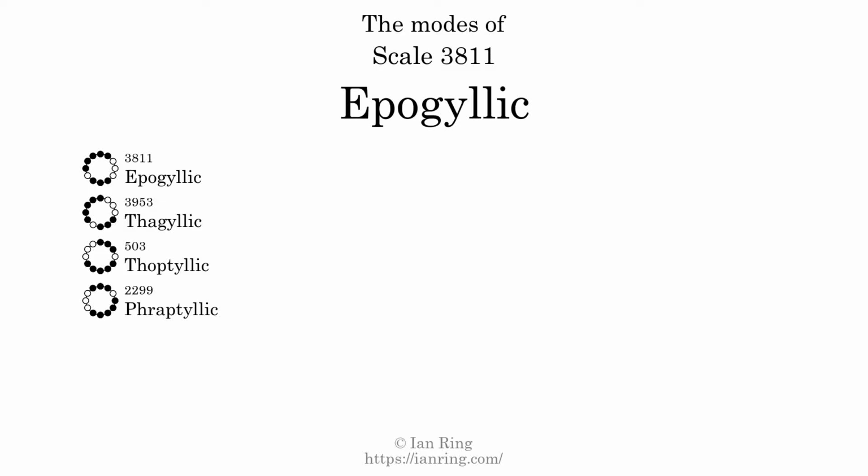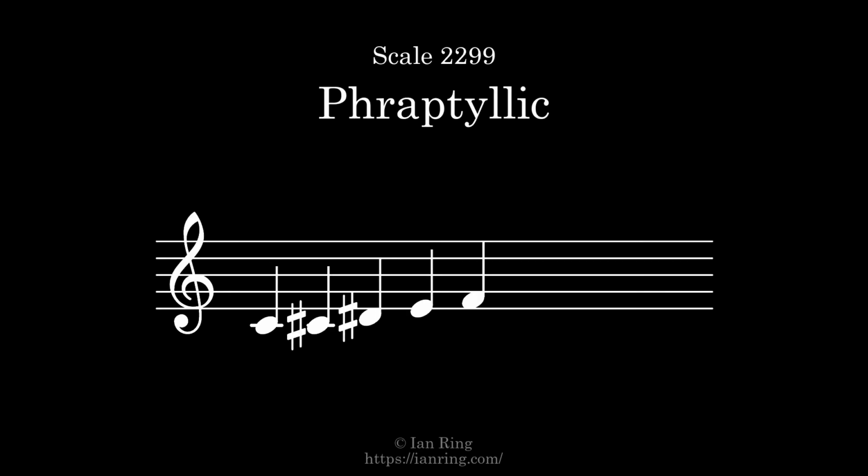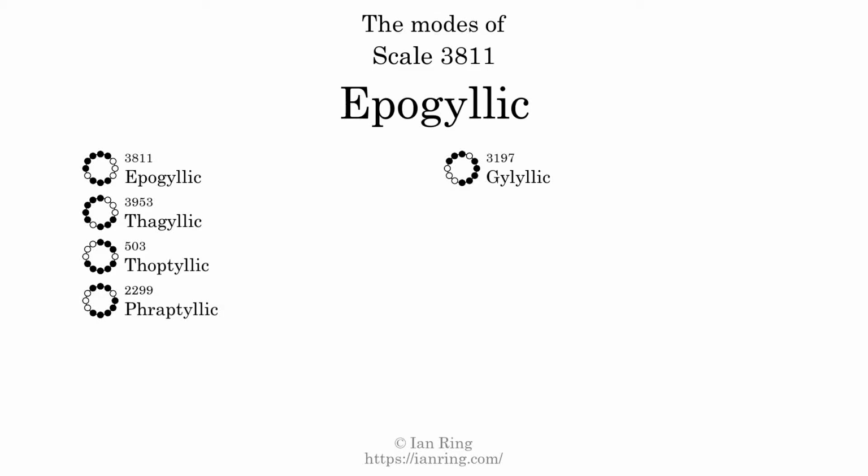The fourth mode is scale 2299, also known as fractalic. It sounds like this. The fifth mode is scale 3197, also known as Epogyllic. It sounds like this.